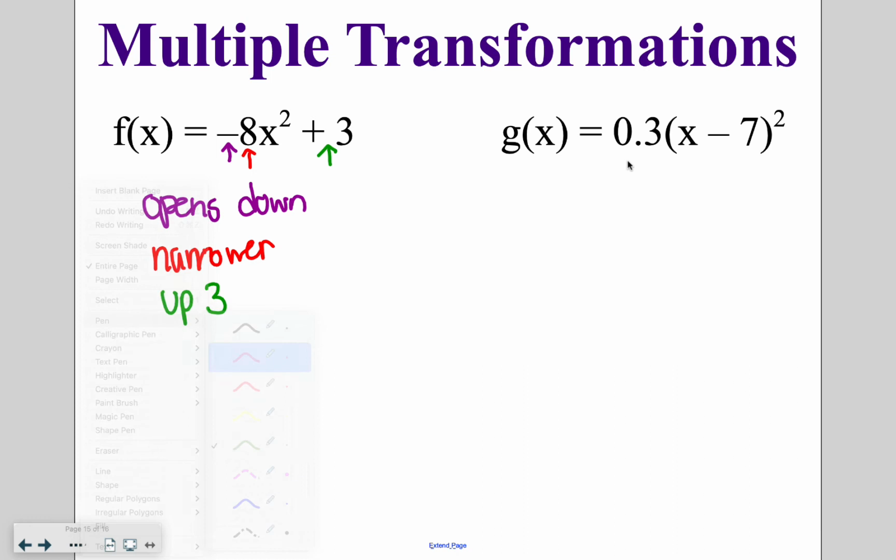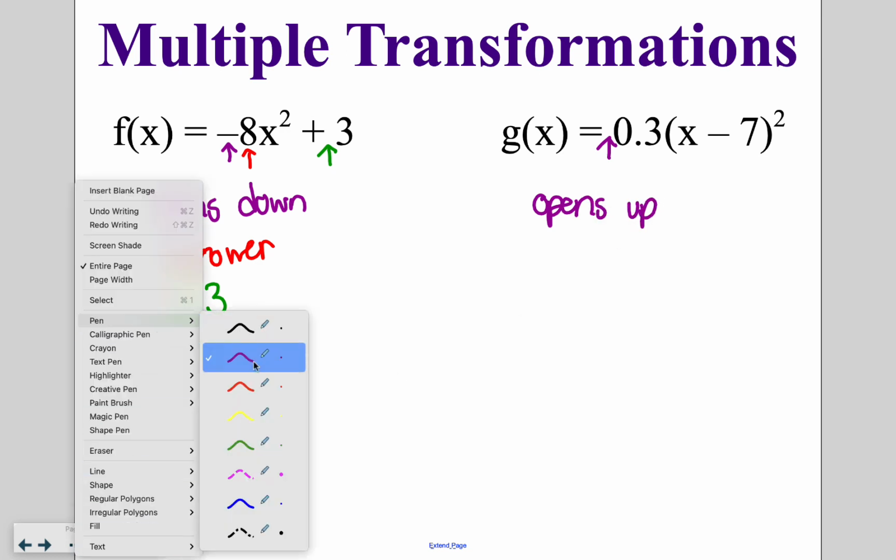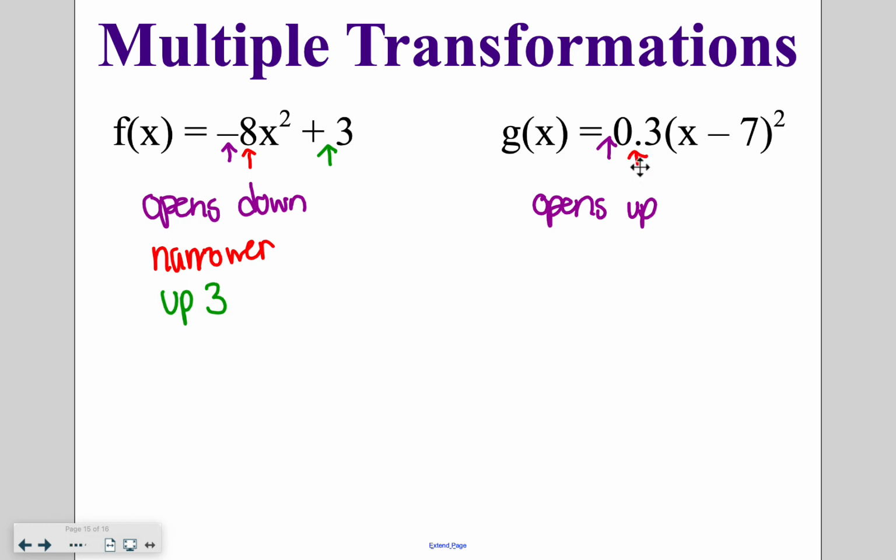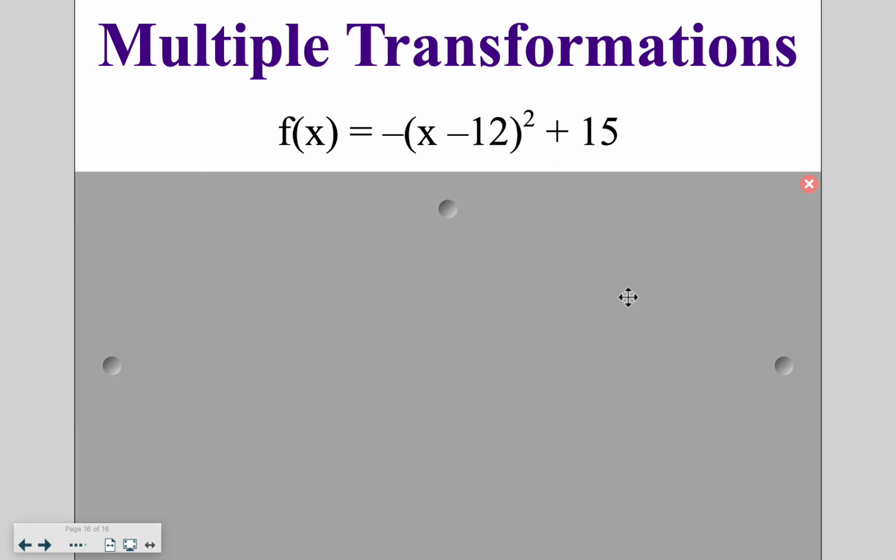With this second example, it is a positive number, so that means that our graph opens up. We then have a number being multiplied that is between 0 and 1, meaning that our graph is getting wider. And then we have that this x minus 7 is included in the part being squared, which means that we are moving to the right 7. Go ahead and try this one on your own.